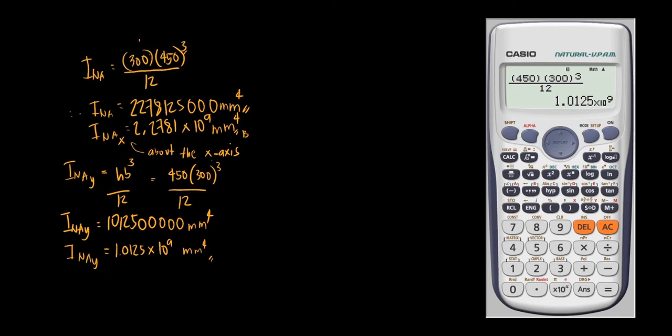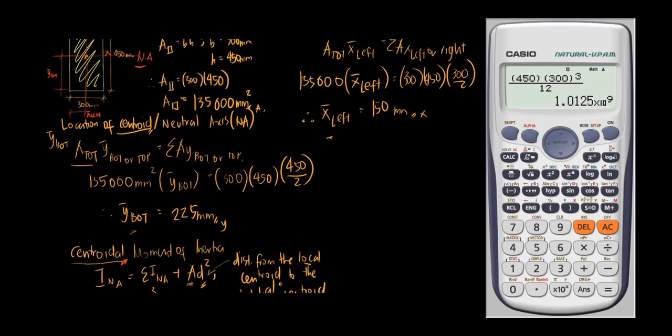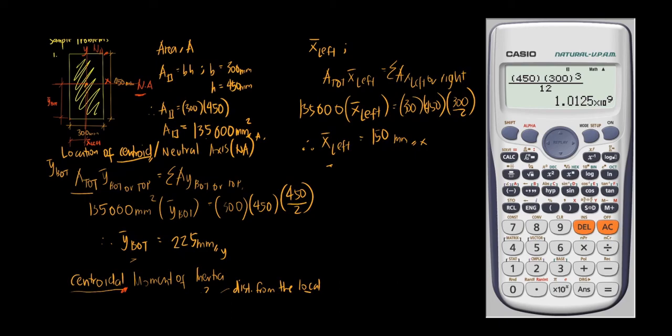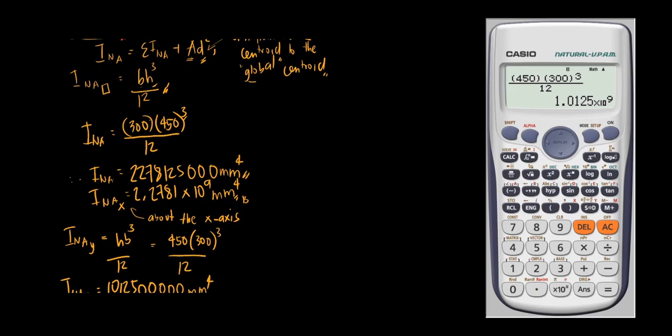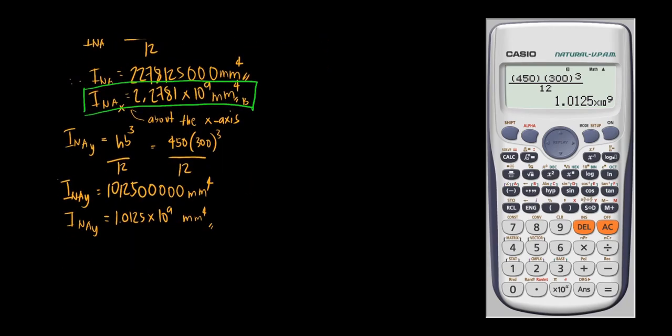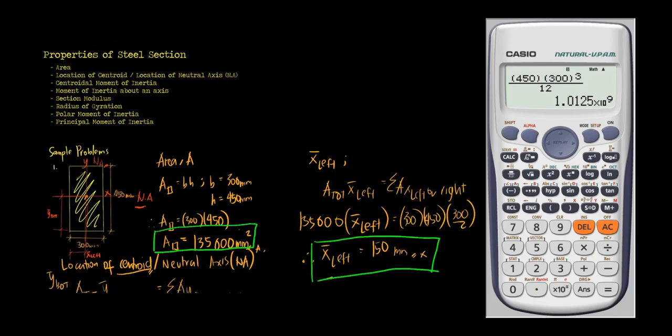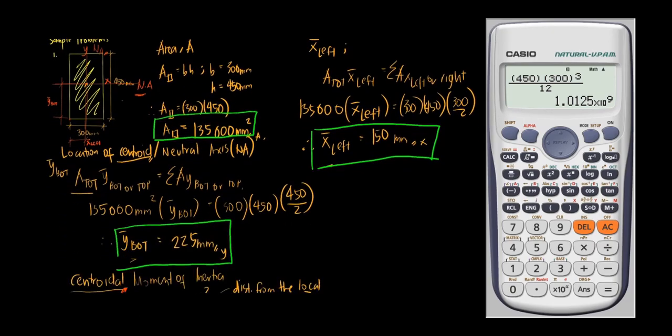Okay, next. Let's just highlight our answers right here, with some green ink. So the area is 135,000. The y bar bottom, or location of the centroid, is measured from the bottom, and the left most part of the steel section. Then the centroidal moment of inertia about the x-axis and about the y-axis. Okay, that will be our first part. For the next part, we'll continue our computations. See you then.